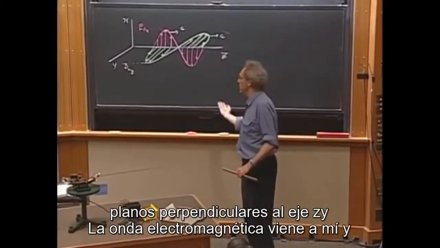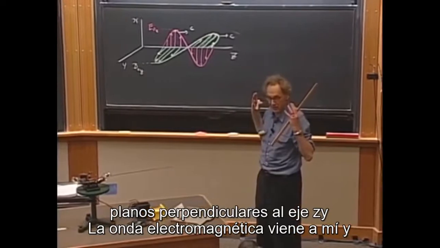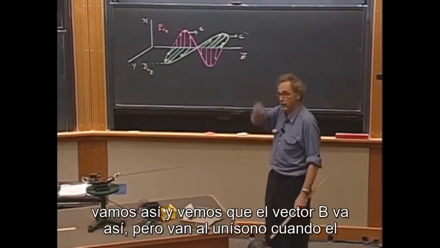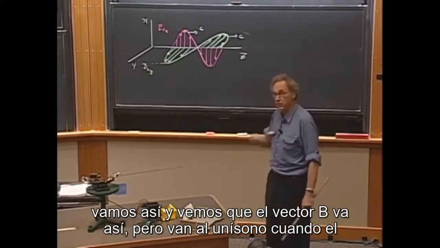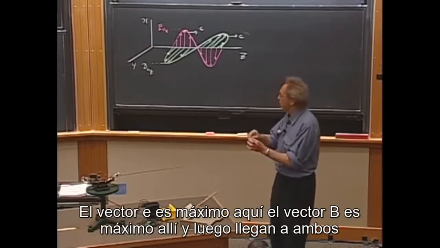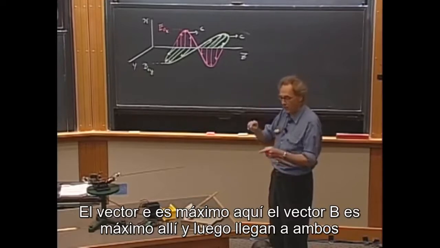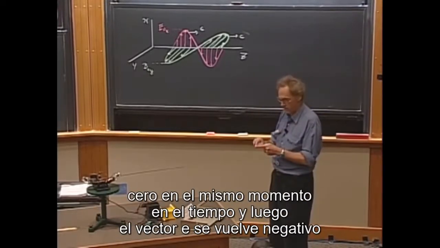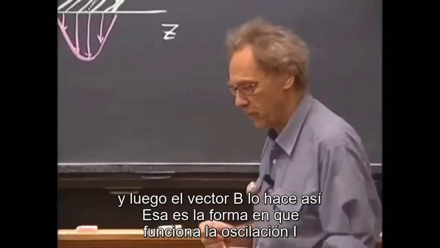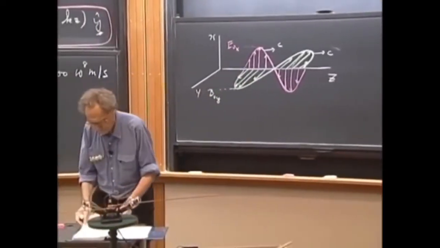And so if I'm standing here in one of the many planes perpendicular to the z-axis, and the electromagnetic wave comes to me, and there's another person standing there in the same plane, we will see the E vector go like this, and we see the B vector go like this, but they go in unison. When the E vector is maximum here, the B vector is maximum there. And then they reach both zero at the same moment in time, and then the E vector goes negative, and then the B vector does that. So that's the way the oscillation works.